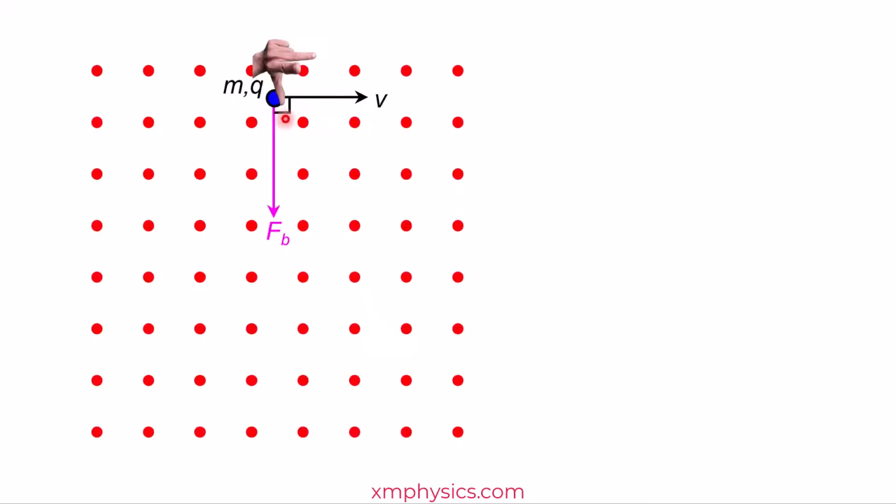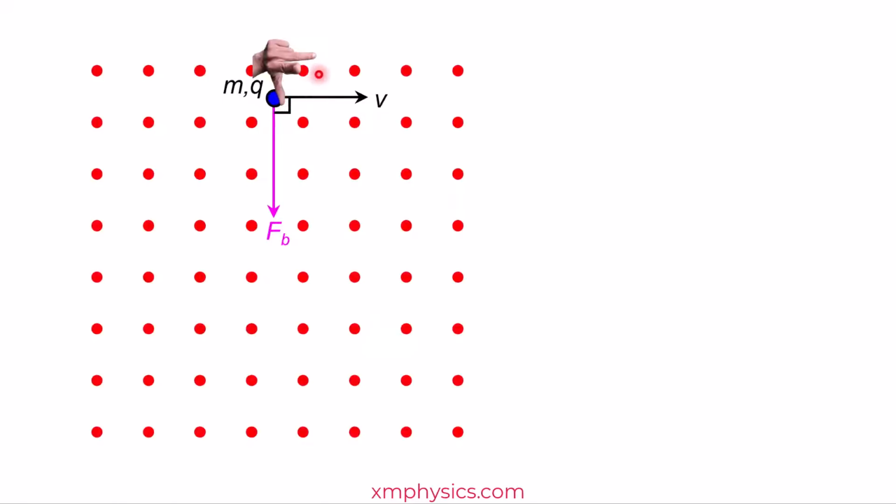Question for you. What will be the subsequent path of Q? Is it going to be parabolic or is it something else? Let me tell you why it cannot be parabolic. To be parabolic, the magnetic force must remain downward. But do you realize that as Q turns, the direction of the magnetic force must turn as well?